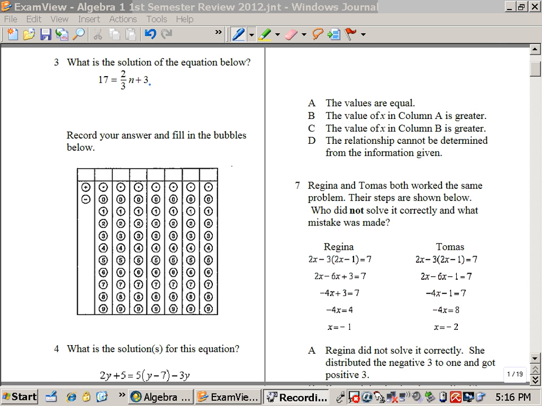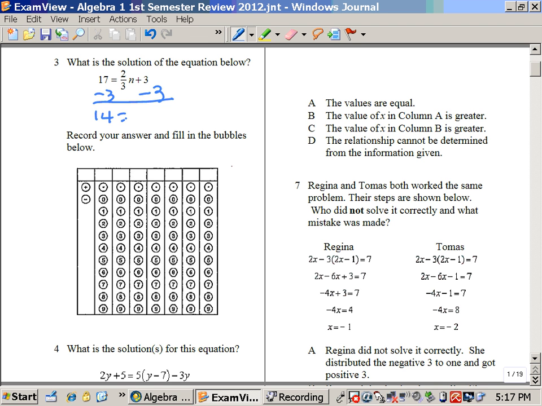Number 3, the first thing you need to do is subtract the 3 to get the 3 to the other side, isolating the variable. That gives me 14 equals 2/3 n. In order to get rid of the 3, which is the fraction, I'm going to multiply both sides by 3. That gives me 42 is equal to, the 3's cancel, 2n. Dividing by 2, n is equal to 21.